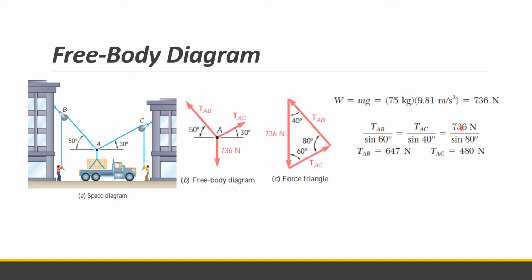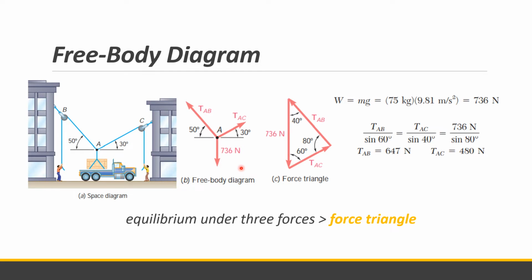over sine 80. So we only have two unknowns, so we can solve by separating the equation using this part. So we can solve that TAC is equal to 480 Newton. Also from this part, we can solve that TAB is equal to 647 Newton. So this is sine law. It's a standard way of solution using triangles. So I hope you are familiar with sine law and also cosine law.